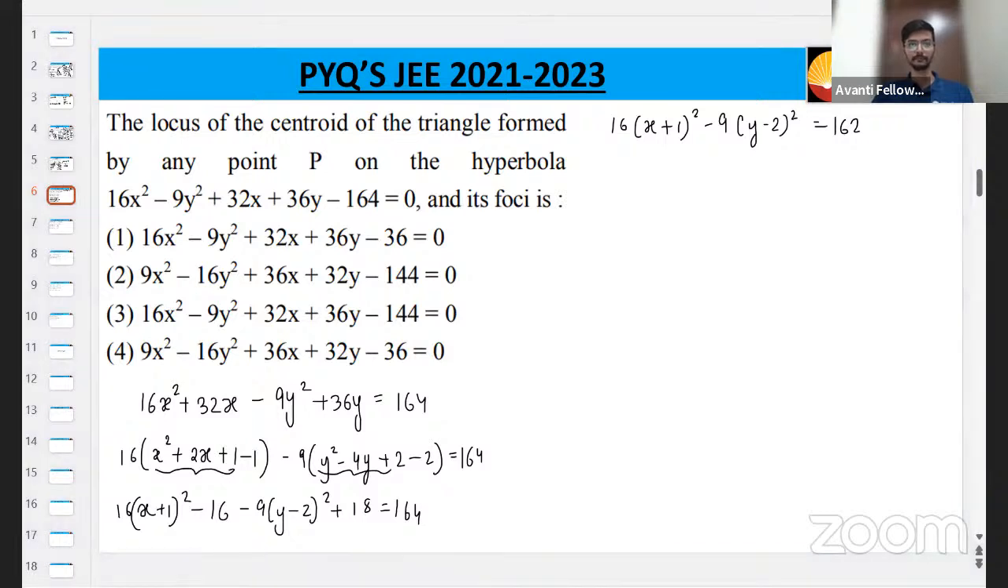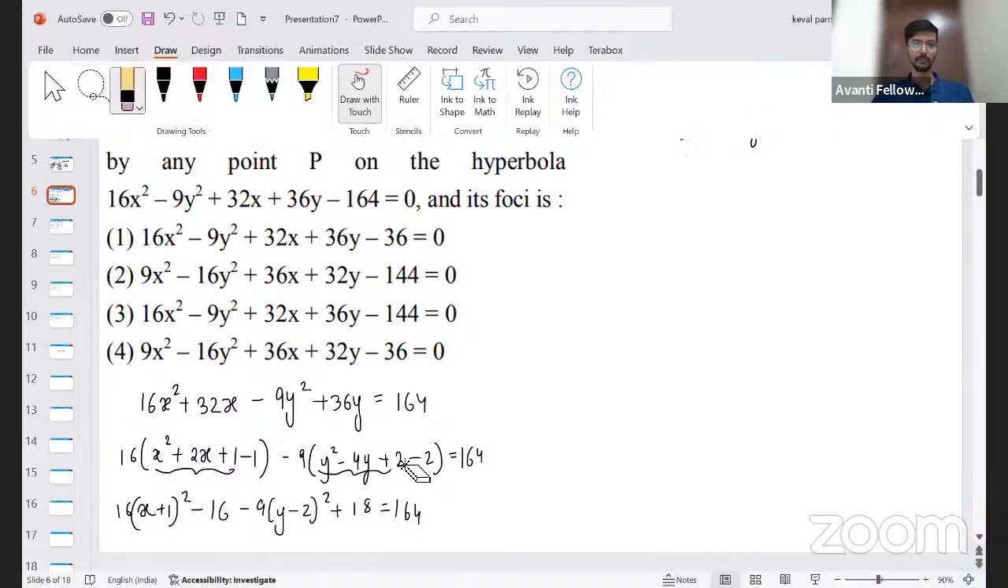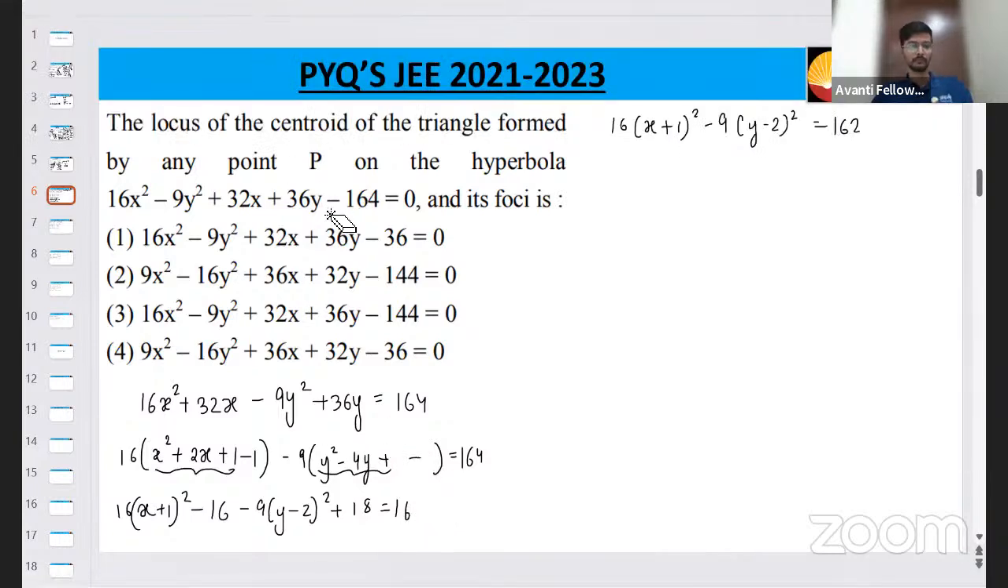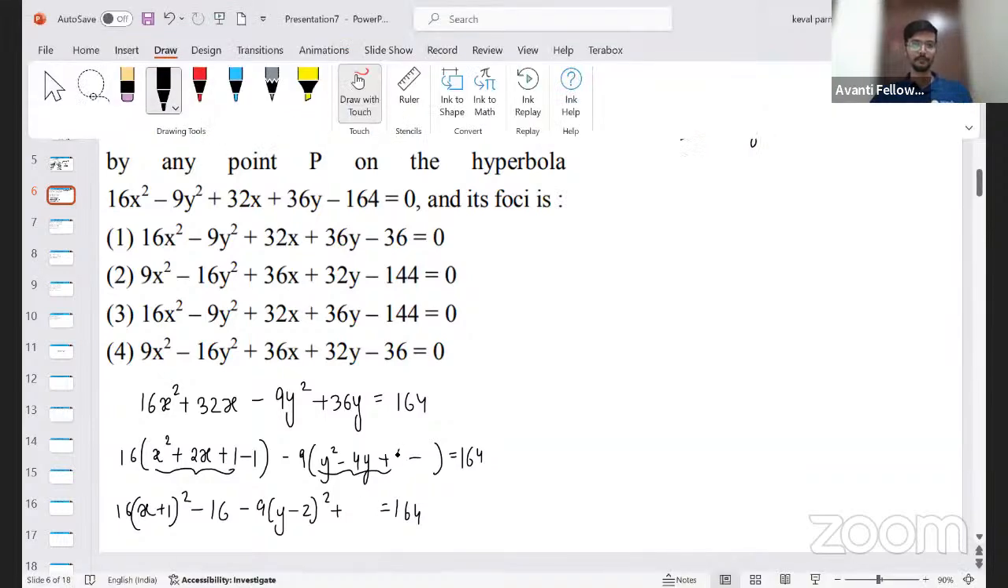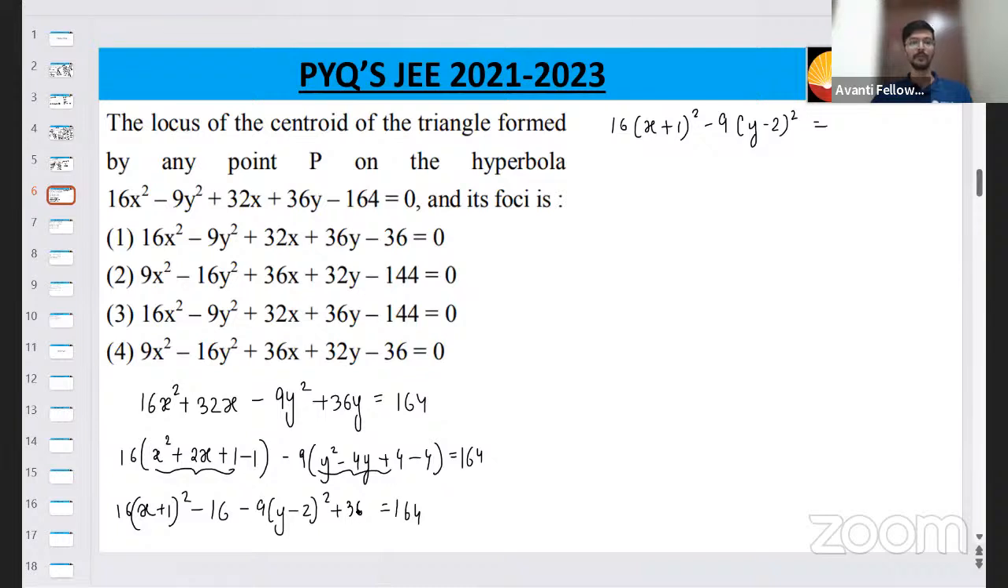Am I correct? 162. Just 9. Oh, we'll have to add plus 4 and minus 4. Sorry. Plus 4 and minus 4. Plus 4 minus 4. So we get plus 36. So 20. 36 plus 16 is 20. So 164 minus 20 will be 144.